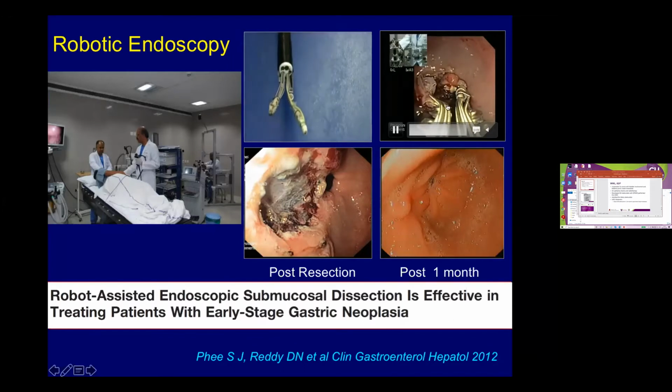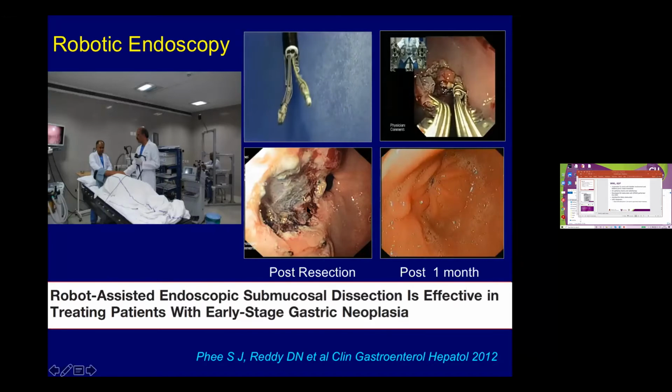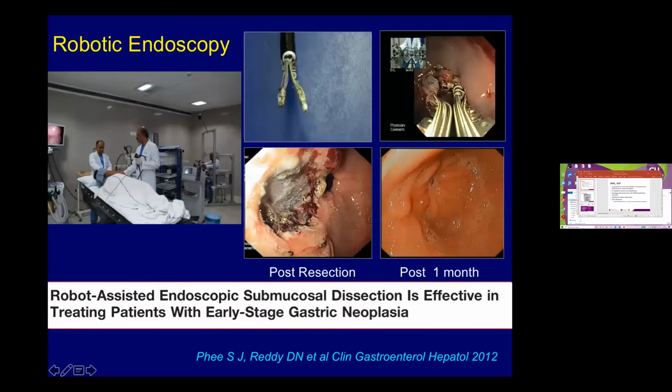With my expertise in ESD, I would take at least 8 hours to do this, but using the robotic scope, we could actually do it in just 17 minutes. So you see, you can take it off completely and follow up all these cases. We published a case series sometime back. Since then, robotic endoscopy has not picked up as we expected, mainly because of, again, the costs involved.